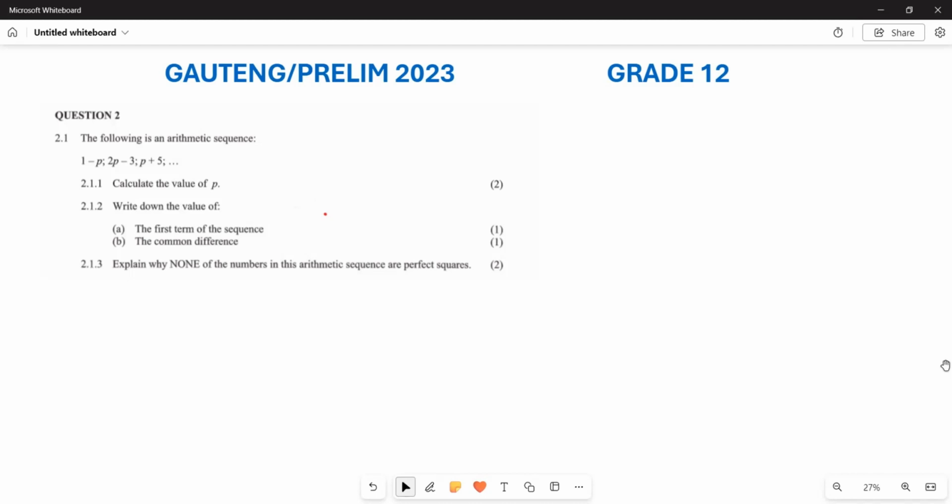Look, what I want us to look at now is our Gauteng Prelim. We are going to be looking at the arithmetic sequence they were given there, and see what was expected of us here.